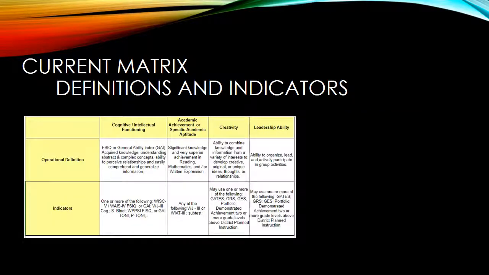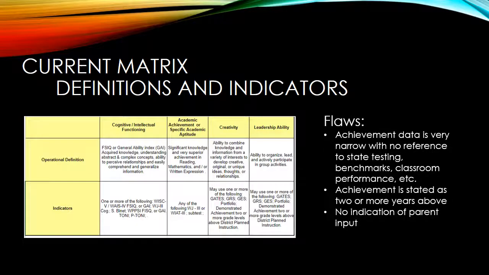This is the first part of the current matrix that we're using. It has 4 columns to it: the cognitive intellectual functioning, which is going to be the IQ testing, academic achievement or specific academic aptitude, creativity, and leadership ability. Those 4 were there when the talents were there. The talent column was just removed, and then this is what we were left with.